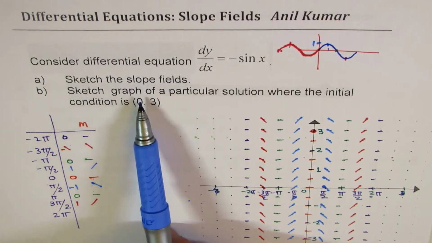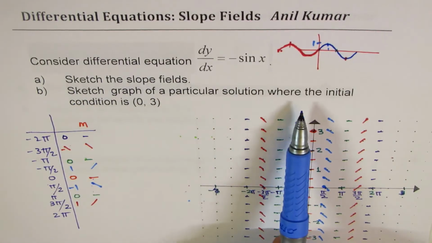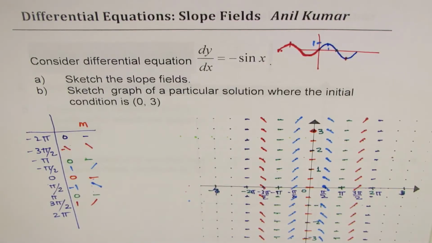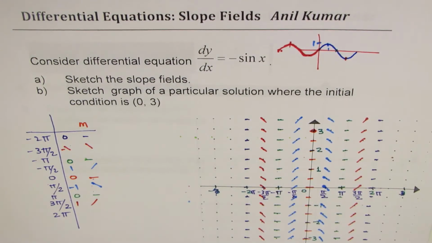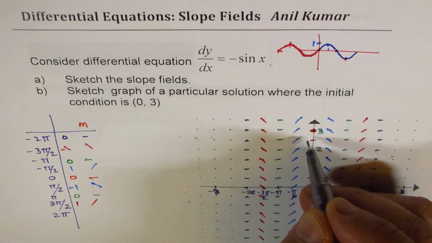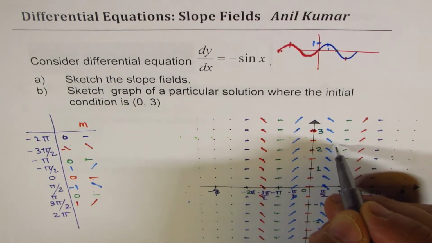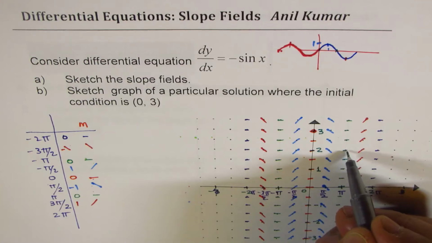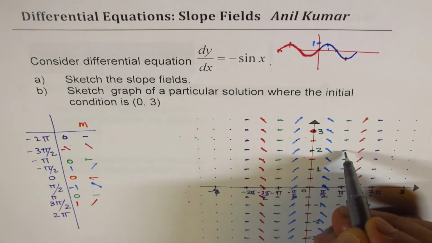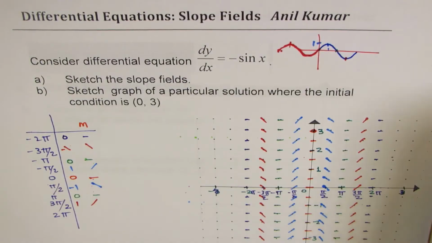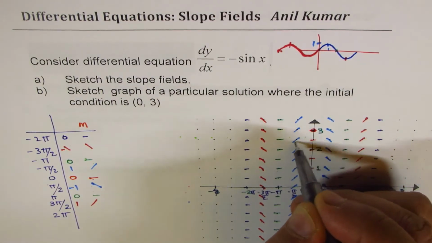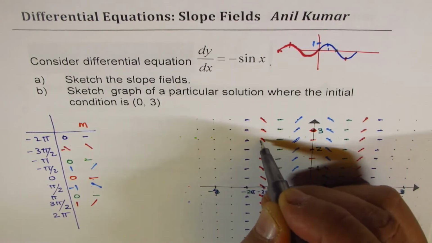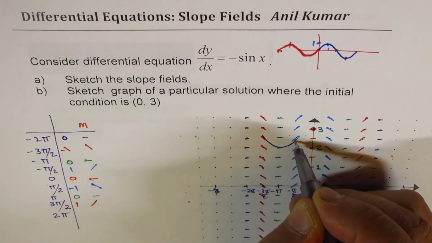Part B is to sketch the graph of a particular solution where the initial condition is 0, 3. Now, here we have 0, 3 as our initial condition. Now, if I have to sketch a graph, it is horizontal here. On the left side it's coming down, on the right side also it is coming down, and then it has to turn from here. So those horizontal ones are the turning points. Correct? So how do we sketch it? Let's do that. What we will do here is sketch, this becomes a tangent to our curve, and it has to turn like this. So it is kind of like this. Do you see that?